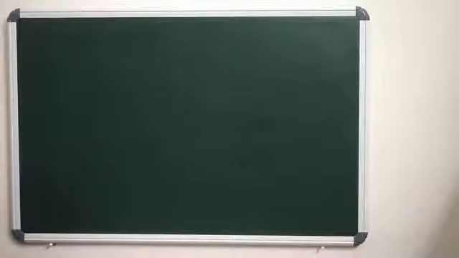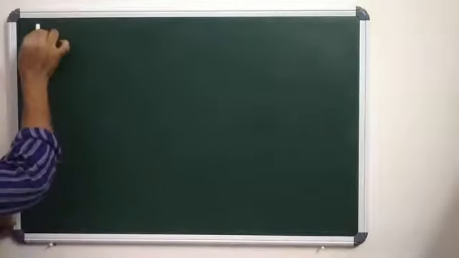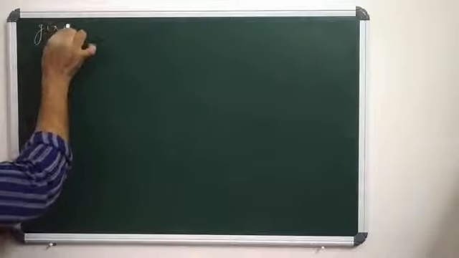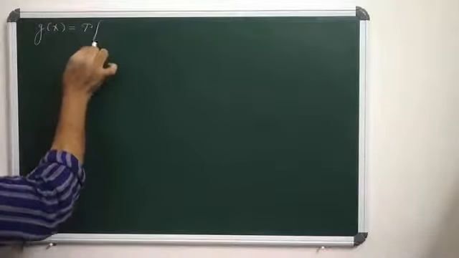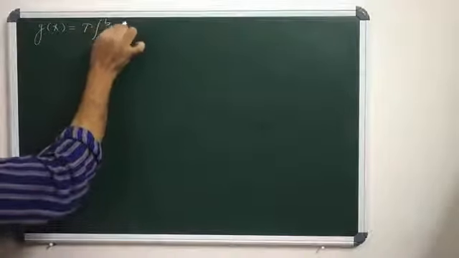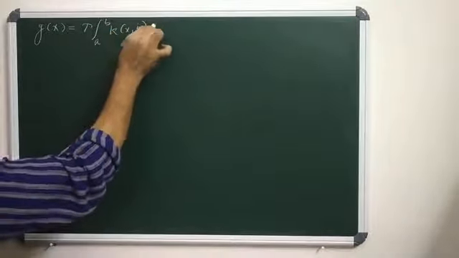In this class, let us discuss the eigenvalues and eigenfunctions corresponding to an integral equation. First, we consider the homogeneous Fredholm integral equation. The homogeneous Fredholm integral equation is of the form g(x) = lambda integral from a to b K(x,t) g(t) dt.